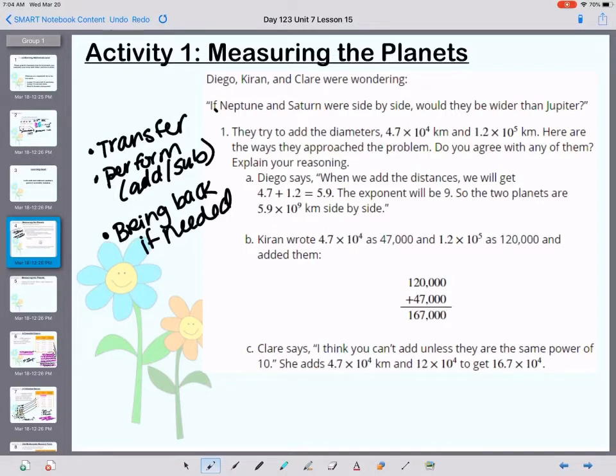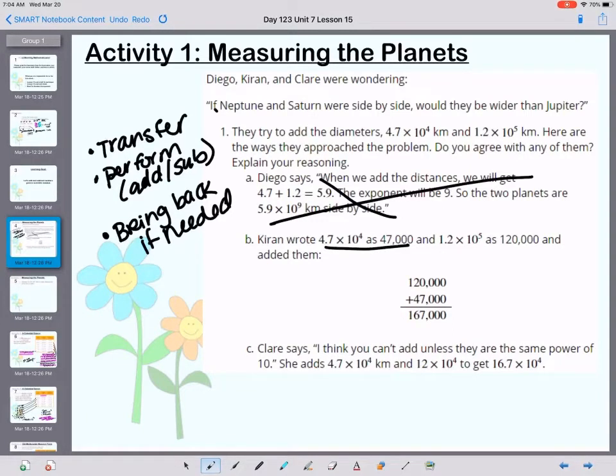So if I was to look at these 3, Diego's way of doing this is not an option. You cannot just add their coefficients. There's only one way that you can just add their coefficients, and I'll show you how in 1 second. Charon wrote that 4 7/10 times 10 to the 4th is 47,000, which it is, and 1 2/10 times 10 to the 5th is 120,000, which it is, and then he added them together and got 167,000.